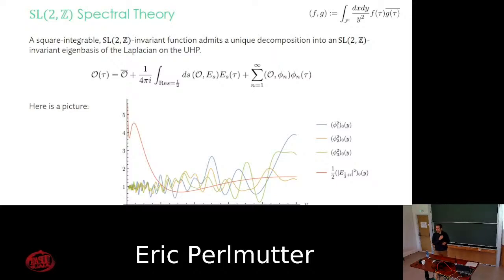You take the parameter s to equal a half plus it, and t is just a real number. You integrate from plus to minus infinity. So I've just taken the Eisenstein series with spectral parameter half plus it, I've squared it, and I've looked at the zero mode. So this is a function of y, the imaginary part of tau. That's the red curve, and you notice it's pretty smooth, except for this little feature. And then the other three are the same quantity, but for the three lowest-lying cusp forms. Phi 1, phi 2, phi 3 squared projected onto the zero mode. And those curves look very different.